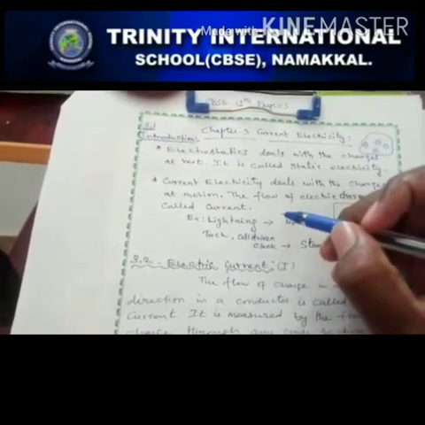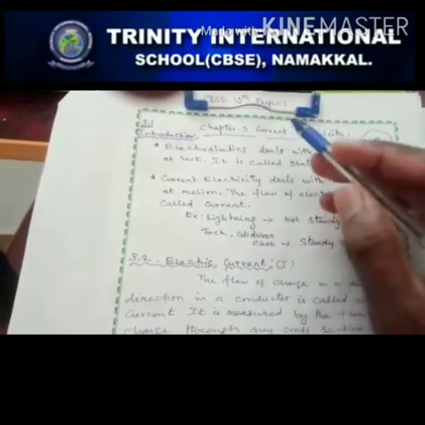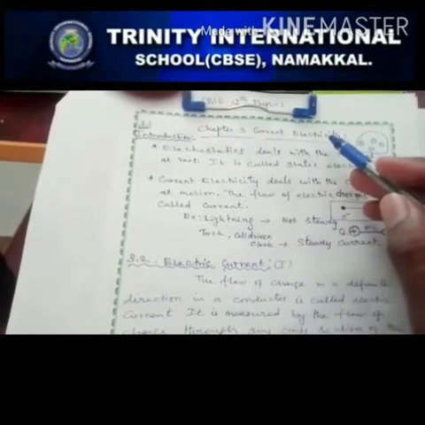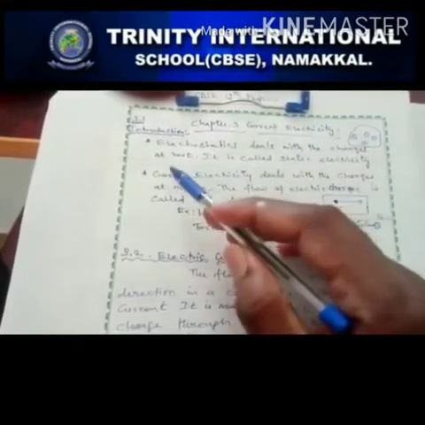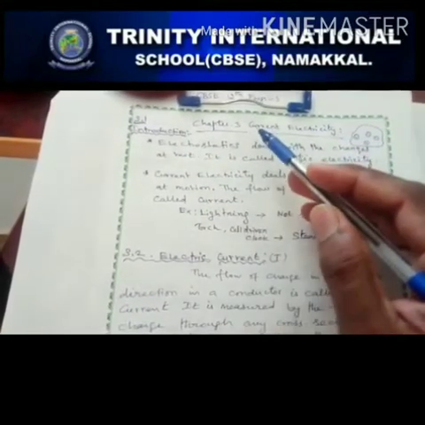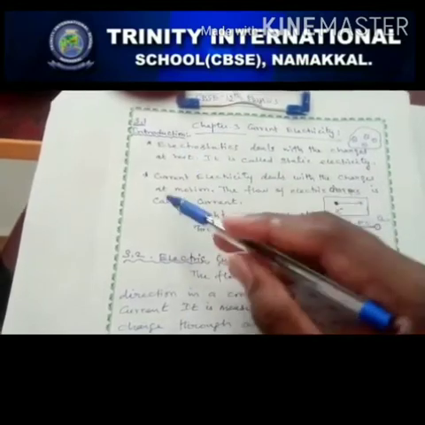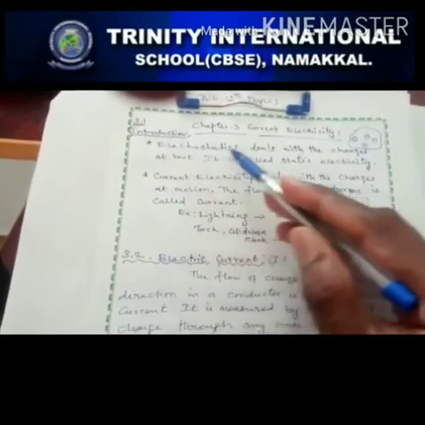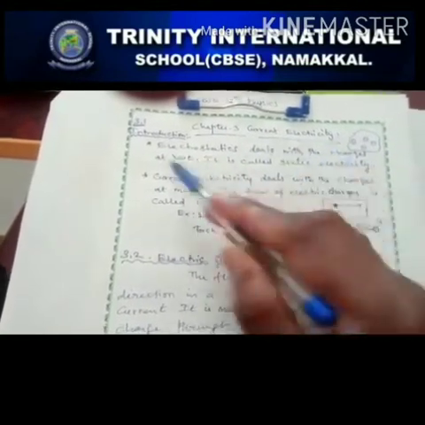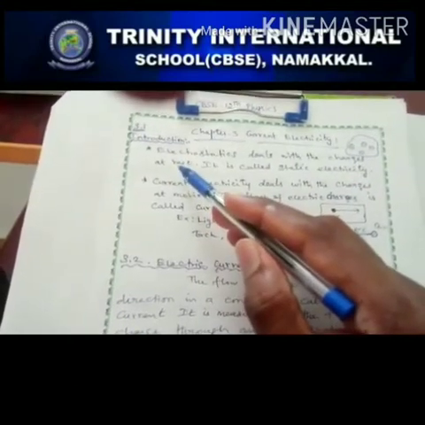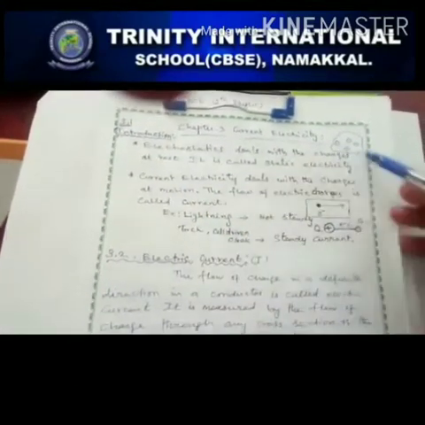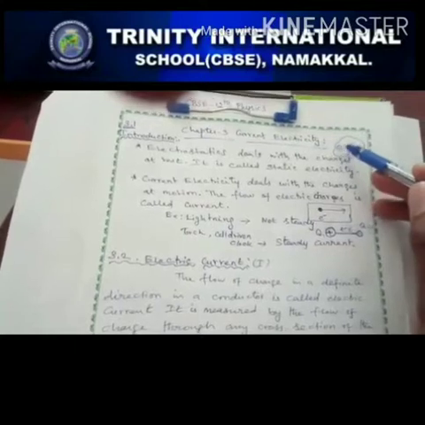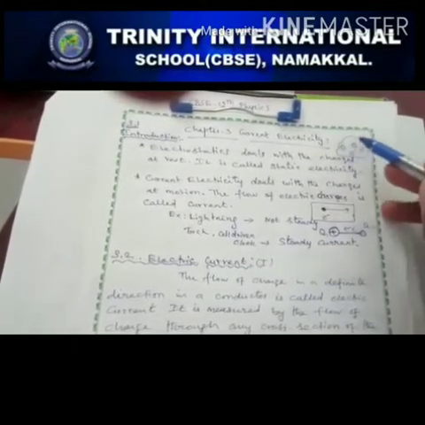So today we are going to see a new lesson, chapter 3, current electricity. In the previous chapters, lessons 1 and 2, we discussed electrostatics. We know that electrostatics deals with charges at rest, that is, static charges. Either positive charges or negative charges are in a rest position.